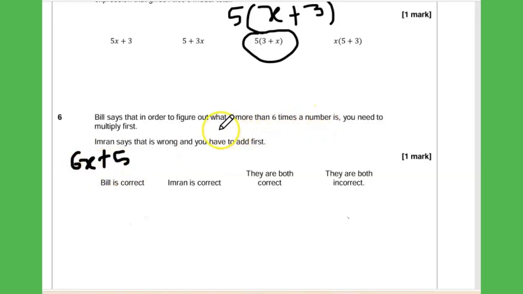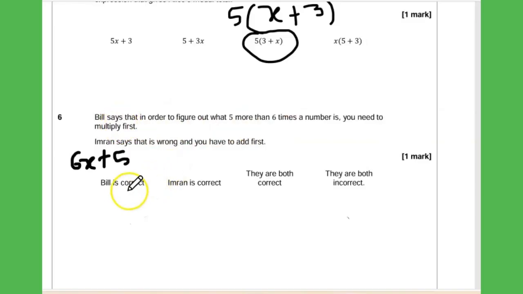Now, Bill says that in order to figure out what 5 more than 6 times a number is, you need to multiply first. So I can multiply first, then I'll add 5 to it. But Imran says that is wrong, and you have to add first. I can't say 6 plus x. I cannot even say 6 plus 5. So who is actually correct? Who is the first person that said you need to multiply first?